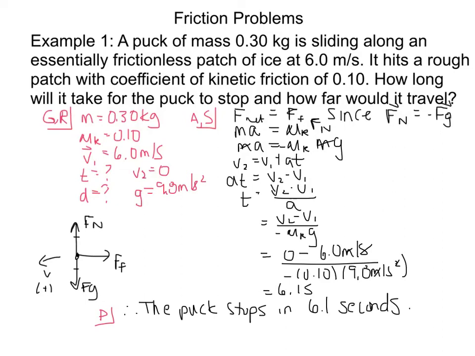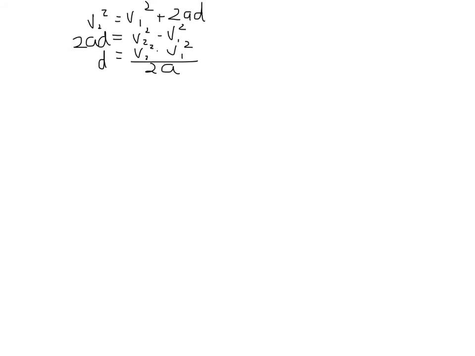And then we still need to find the distance. So now we're using an equation that does not have t in it. So we're going to use v2 squared equals v1 squared plus 2ad. And we're solving for d, so I have to rearrange this a little bit. 2ad equals v2 squared minus v1 squared. So d is v2 squared minus v1 squared over 2a, which is v2 squared minus v1 squared over negative 2 mu k g.